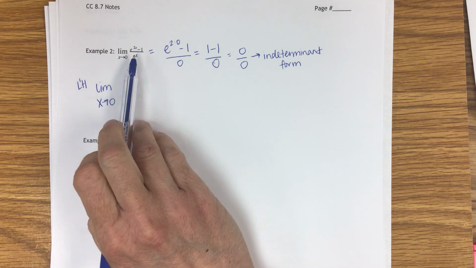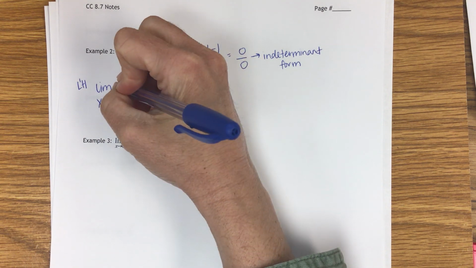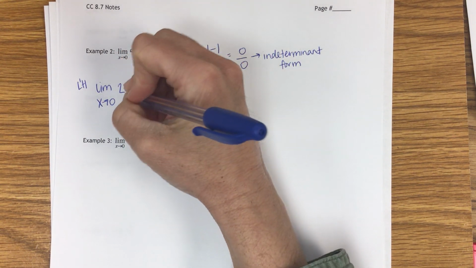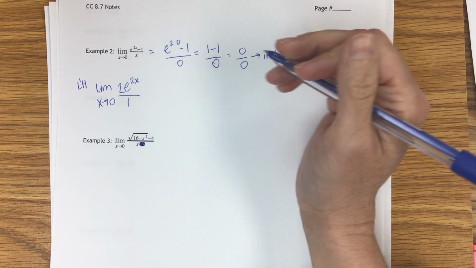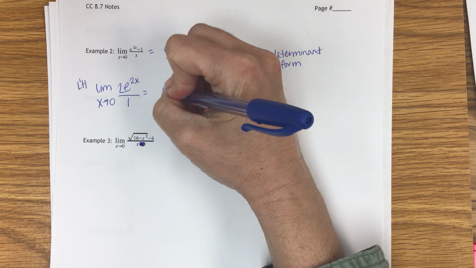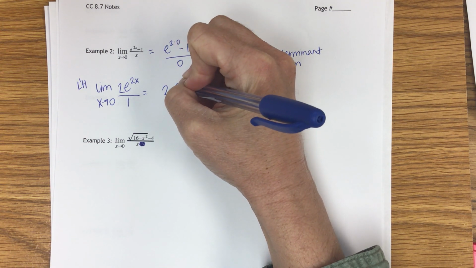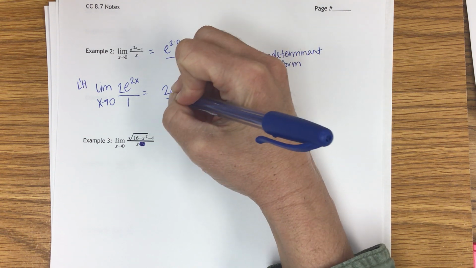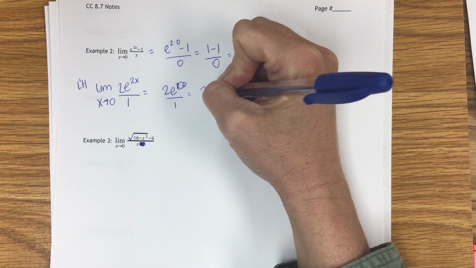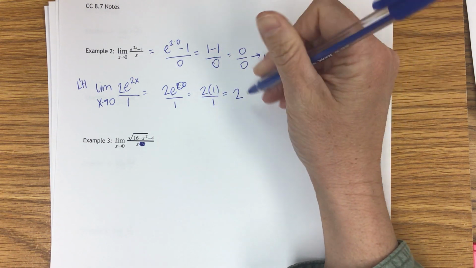Limit as x goes to 0. I'm going to take the derivative of the top, which would be e to the 2x times 2 minus 0, all over 1. Now I'll try plugging 0 in again, see if it works. 2 times e to the 2 times 0, over 1. 2 times 0 is 0. e to the 0 is 1. So on the top I end up with 2. On the bottom I have 1. 2 divided by 1 is 2.